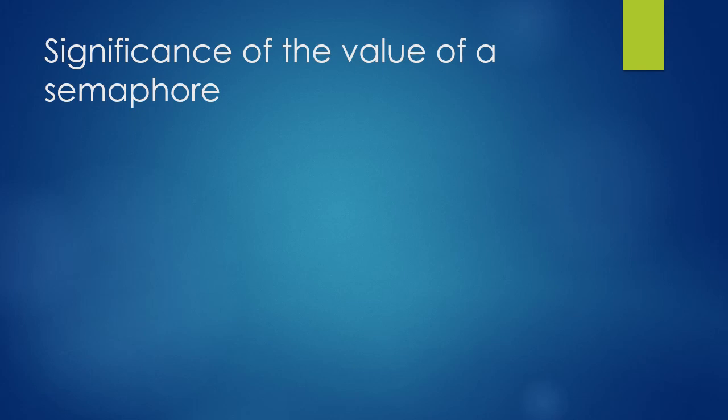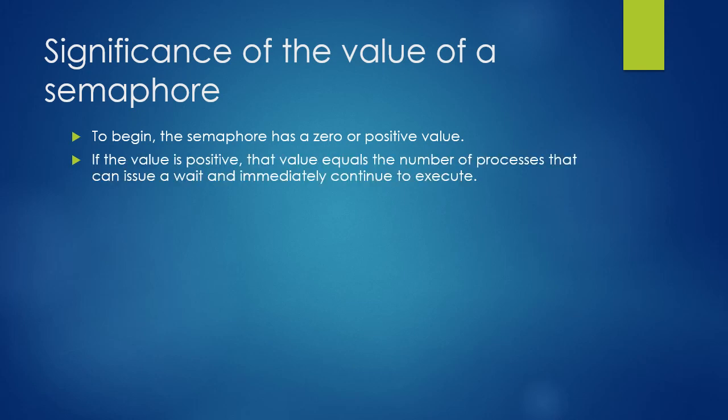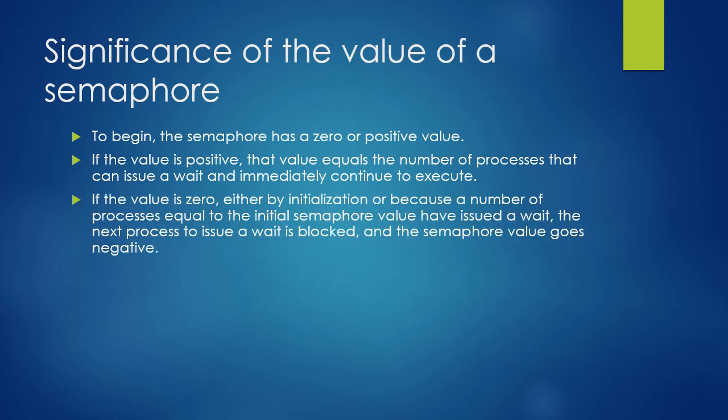Let us elaborate on the significance of the value of a semaphore. To begin, the semaphore has a 0 or positive value. If the value is positive, that value equals the number of processes that can issue a wait and immediately continue to execute.